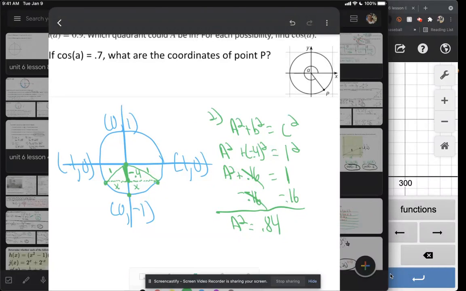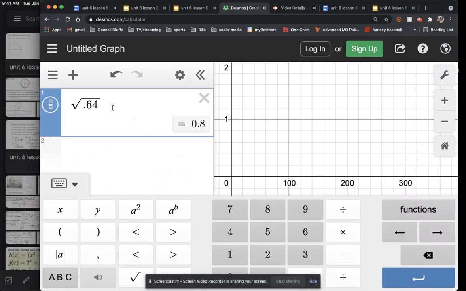And then just like I did in the previous problem, I'm going to take the square root of both sides. And because there's two possible x values, I have to do the plus and minus. So a is going to be plus and minus. Let's go to Desmos and do the square root of 0.84. That's going to be plus and minus, and we're going to round that to 0.92. Okay, so the answer to number 2, find any possible x coordinates: the possible x coordinates are positive 0.92 and negative 0.92.